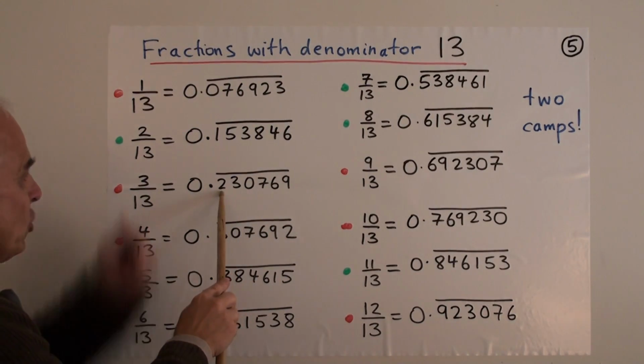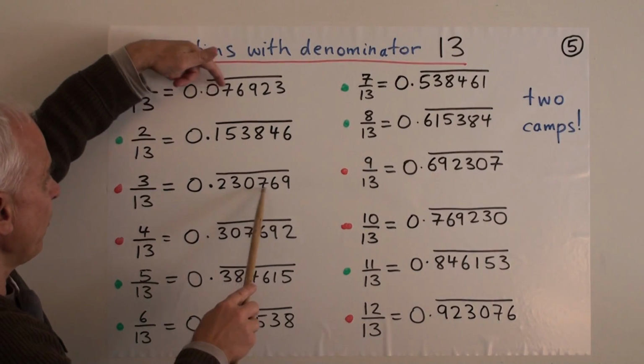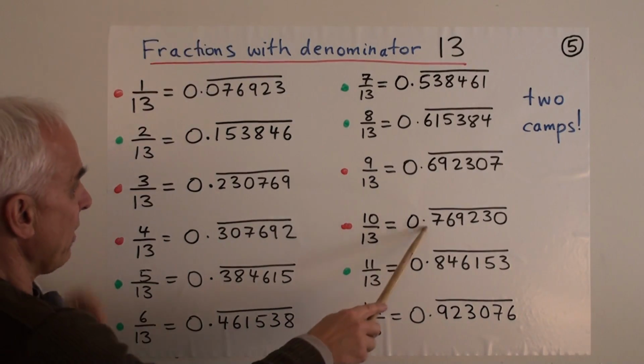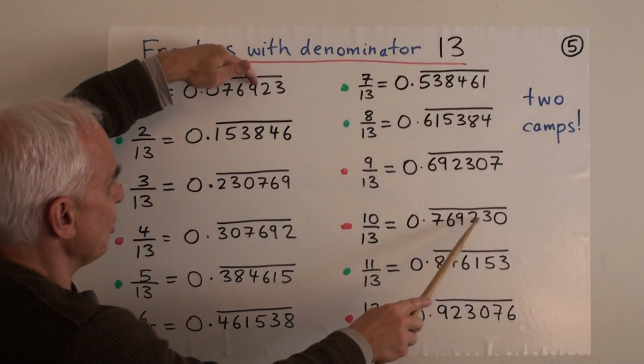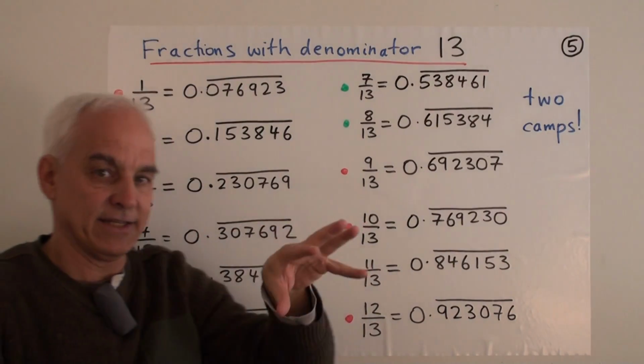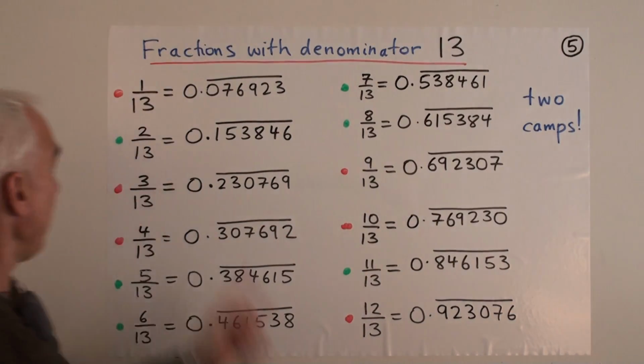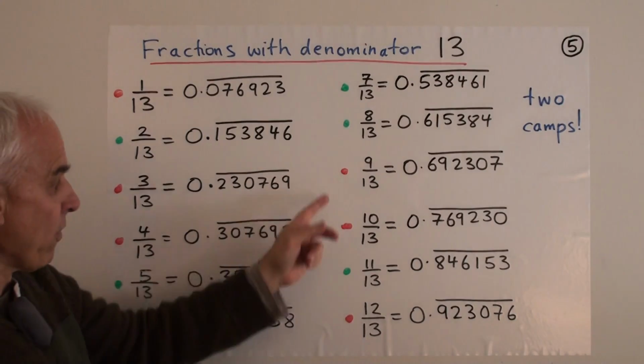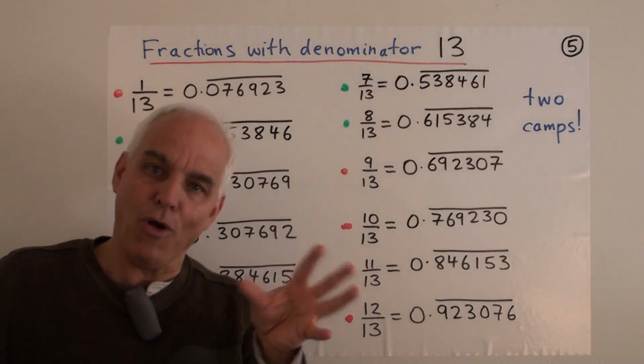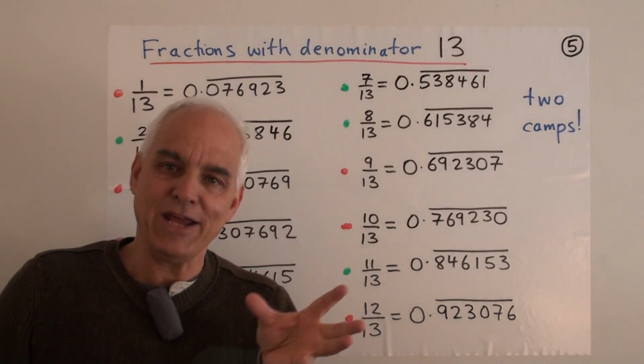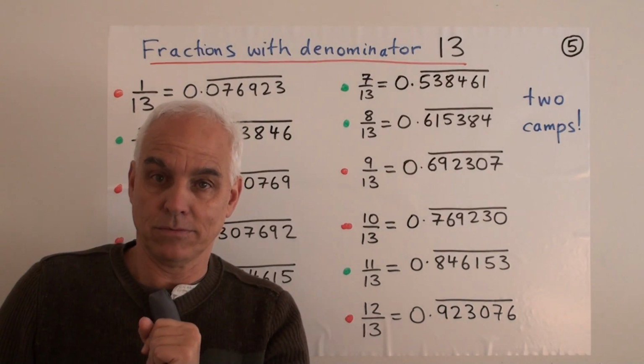So over here we have 230769. Over here we have 769230. Always the same 6 in the same order, but just rotated. And there are 1, 2, 3, 4, 5, 6 of those. So we're going through all the possible rotations of that basic cycle.